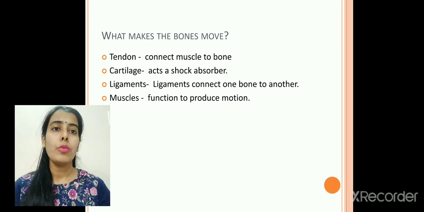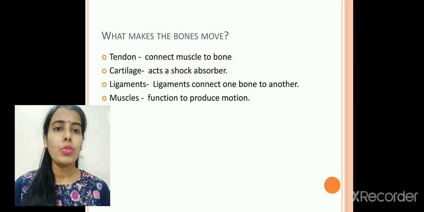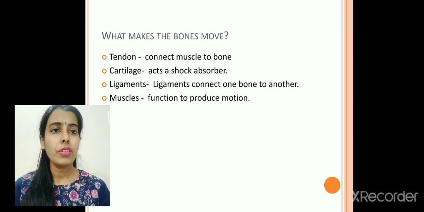What makes the bones move? There are a few factors which contribute to the movement of the bones. Tendon. We have discussed this in previous videos also. Tendons are the stretchy bands. They help in maintaining the connection from muscle to bone.